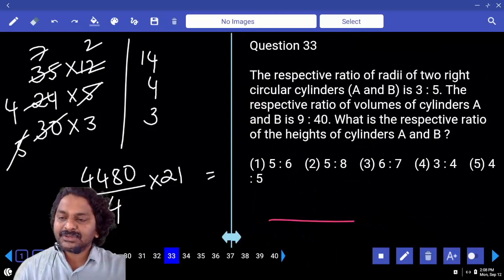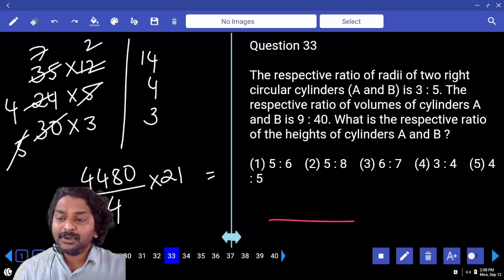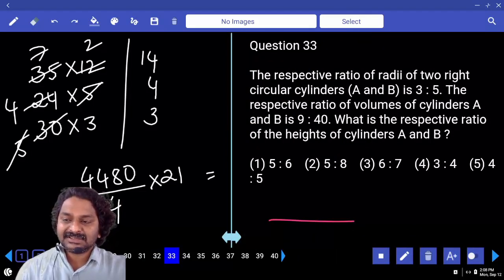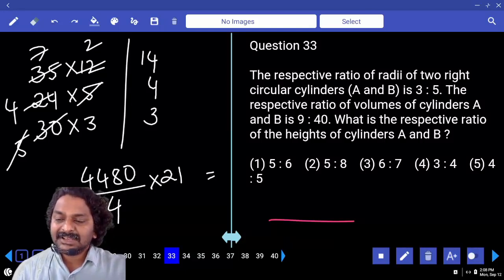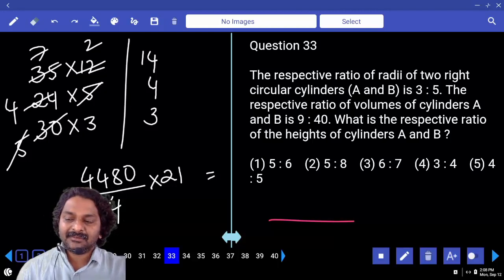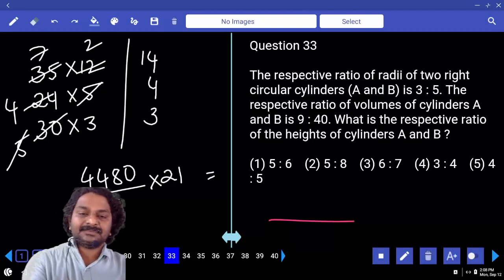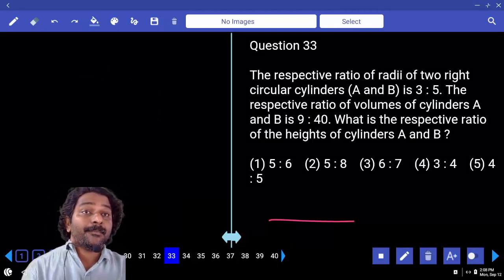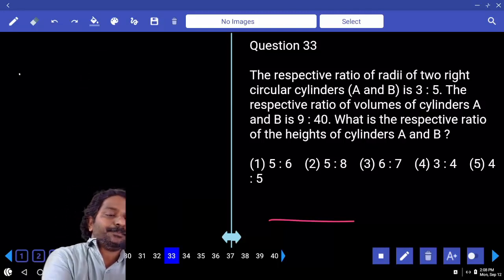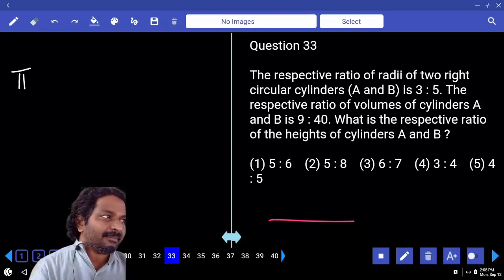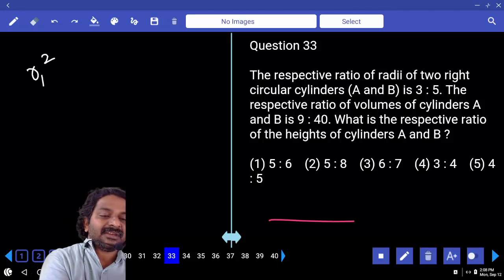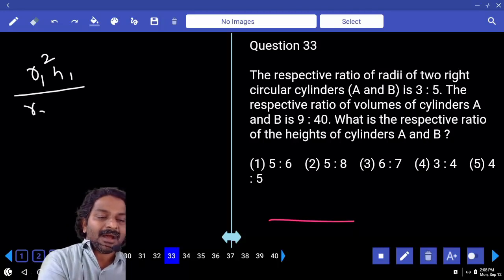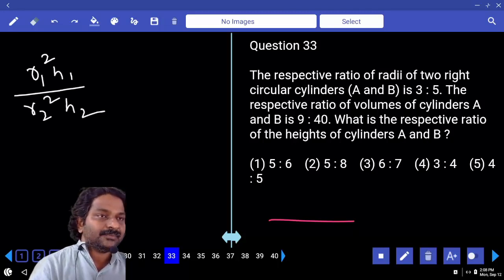The respective ratio of radii of 2 right circular cylinders is 3:5. The respective ratio of volumes of cylinders A and B is 9:40. What is the respective ratio of the heights? Volume is pi r square h. So pi gets cancelled in both numerator and denominator. So it is r1 square h1 by r2 square h2.